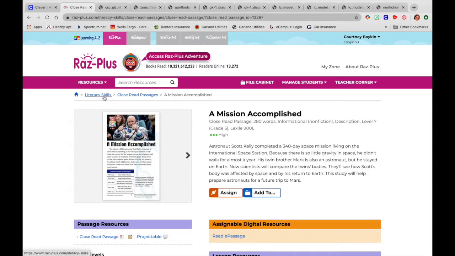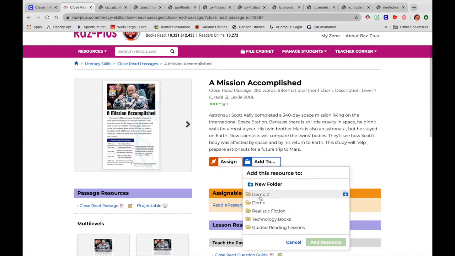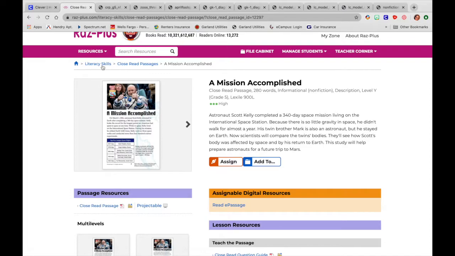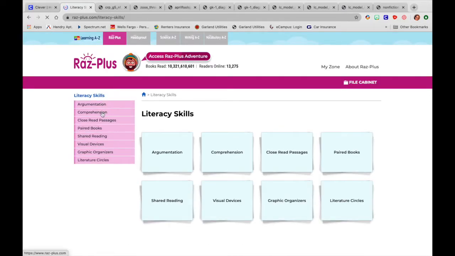So I am going to go back, and don't forget, you can assign this, or if you want to find this at a later date, you can add this to your file cabinet. And so I'm just going to drop it into Demo 2, add resource. I added a second resource, save and close. I'm going to go back to literary skills. Okay, I can also click on comprehension.